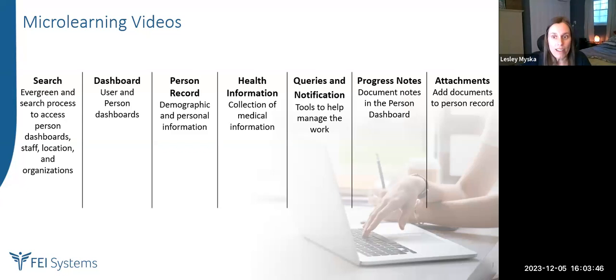Then there's one on queries and notifications. These are tools that will help you manage your outstanding work or actions that you need to take within the system. One on progress notes, which will show you how to document your progress notes within a person record. And then the final video is related to attachments and how you can upload important documents to a person's record to supplement the information that's in Evergreen.